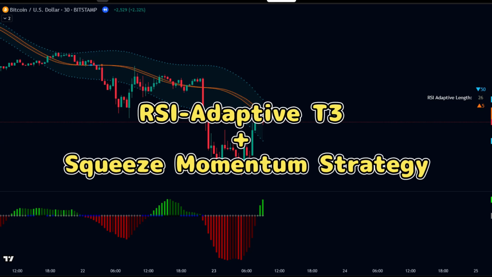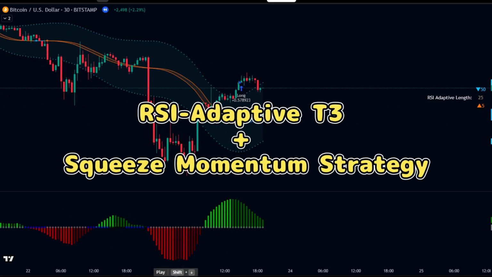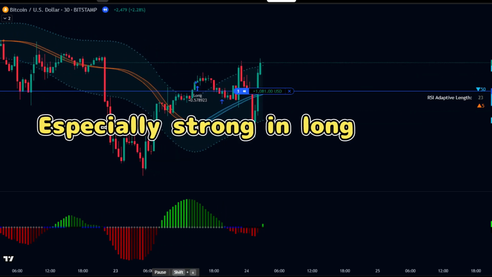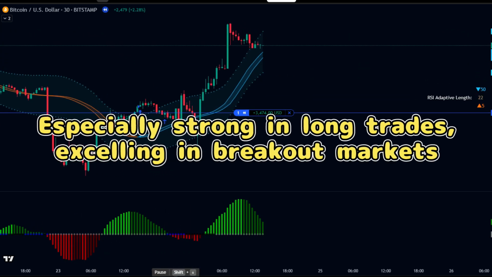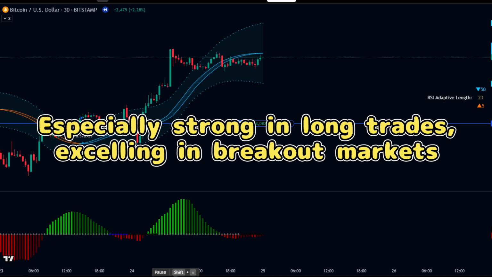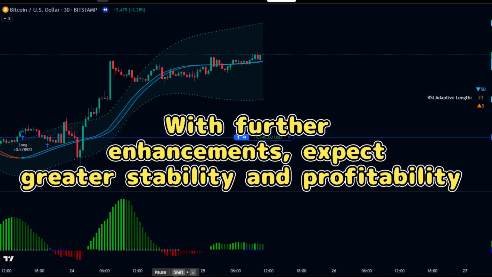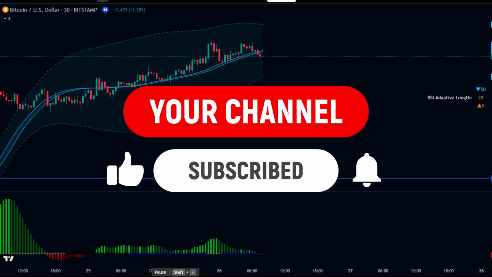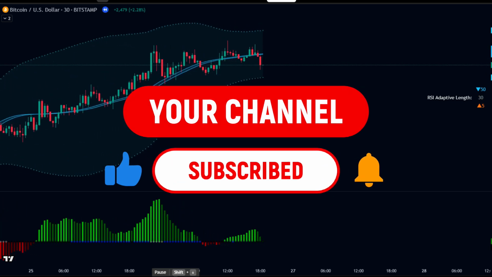In summary, the RSI Adaptive T3 plus squeeze momentum strategy is a solid trend-following approach with high payoff and profit factor. It shows particular strength on the long side, shining in breakout-driven markets. Looking ahead, by enhancing risk management and improving short-side performance, this strategy has strong potential to achieve greater stability and profitability.